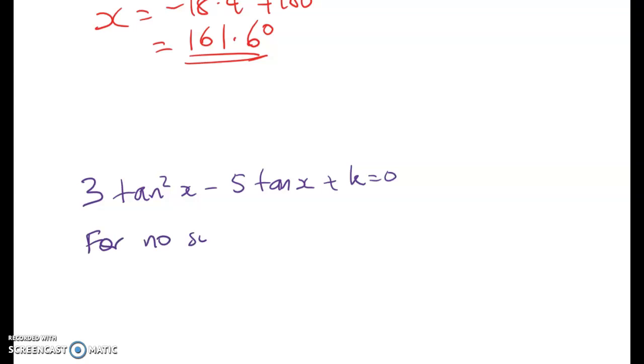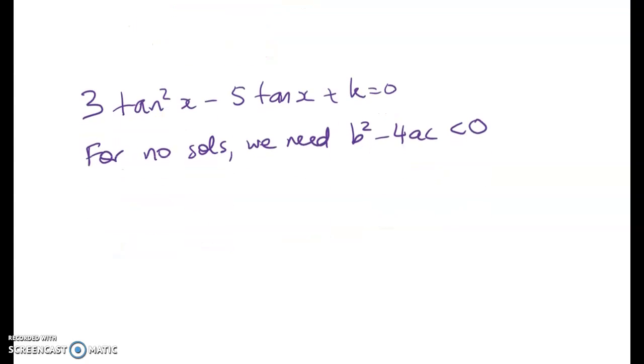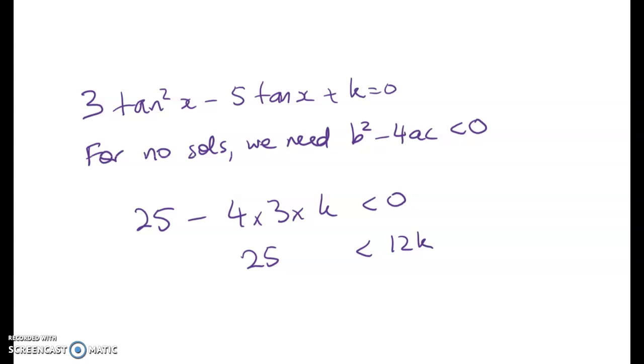So for no solutions, we need the discriminant to be negative. So what is that discriminant? Well, it's going to be 25 minus 4 times 3 times k is negative.